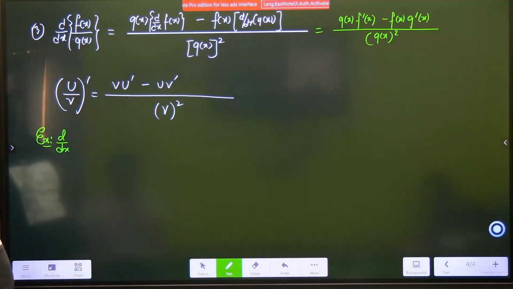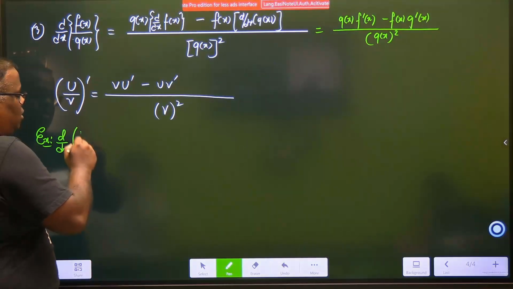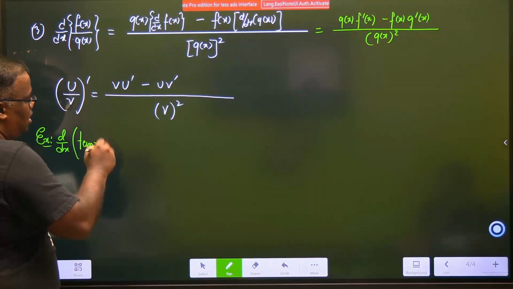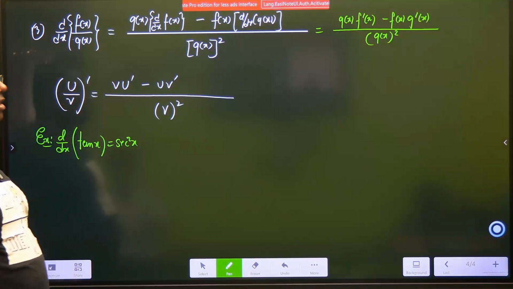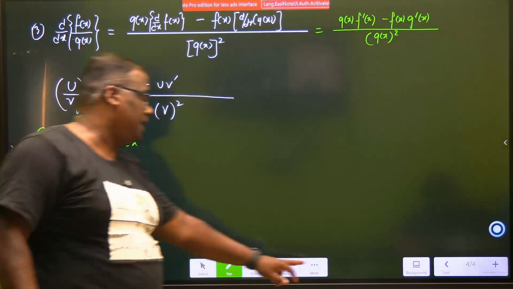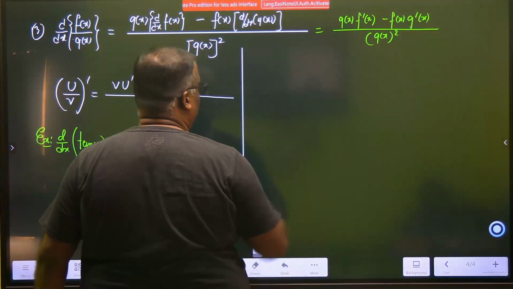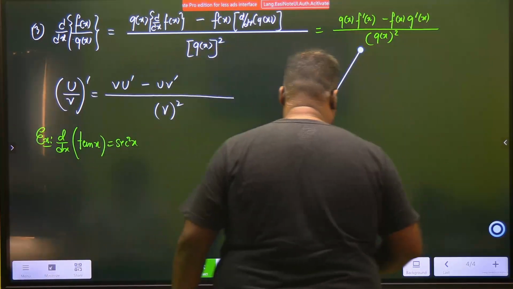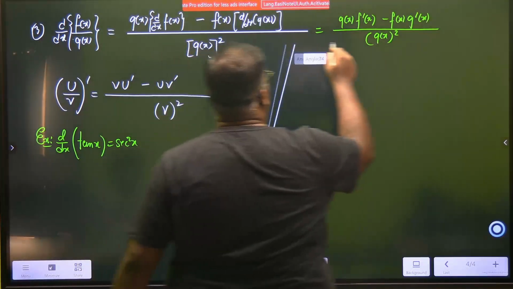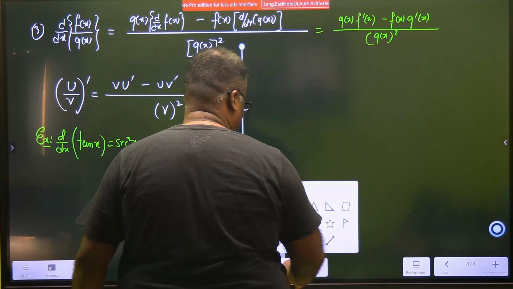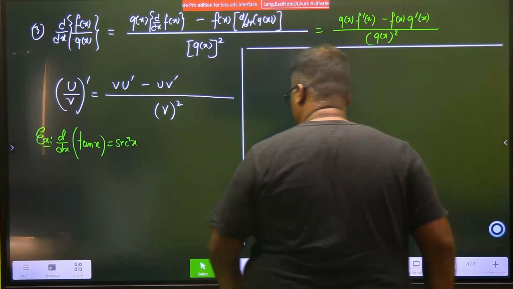Shall we? Now see the example. We are trying to do d/dx of tan x, and you know that this is sec square x. Correct? Now let's see how this actually comes up.